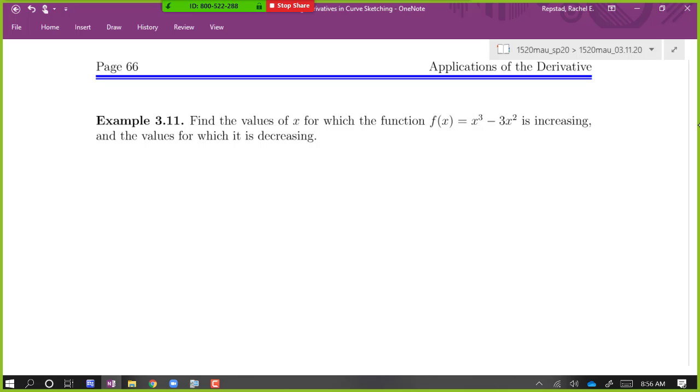So they give us a function here. F of x is x cubed minus 3x squared. And in this section, we are going to restrict ourselves to just polynomials. In the next section, we're going to do more curve sketching, and we'll expand our family of functions to include other types of functions like rational functions. So we just want to know, where is this polynomial increasing and where is it decreasing? That means I'm going to find where f prime of x is positive and where it's negative.